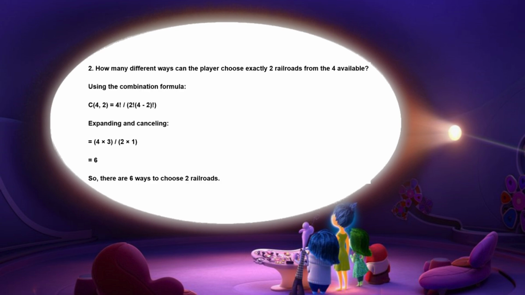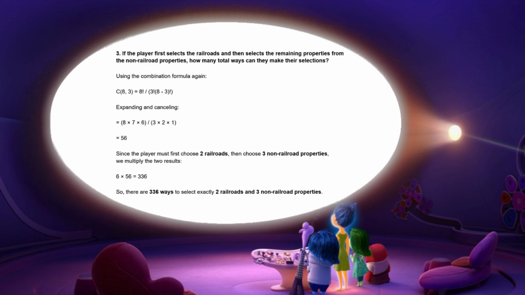And now for the second case, let's consider a more specific scenario. The player wants to buy exactly 2 railroads, and the remaining 3 properties must come from the 8 non-railroad properties. First, we find the number of ways to choose 2 railroads from the 4 available using the combination formula. And now we'll expand and cancel after we substitute, and that will give us 6 ways to choose 2 railroads. Next, we find the number of ways to choose 3 non-railroad properties from the 8 remaining properties using the combination formula again.